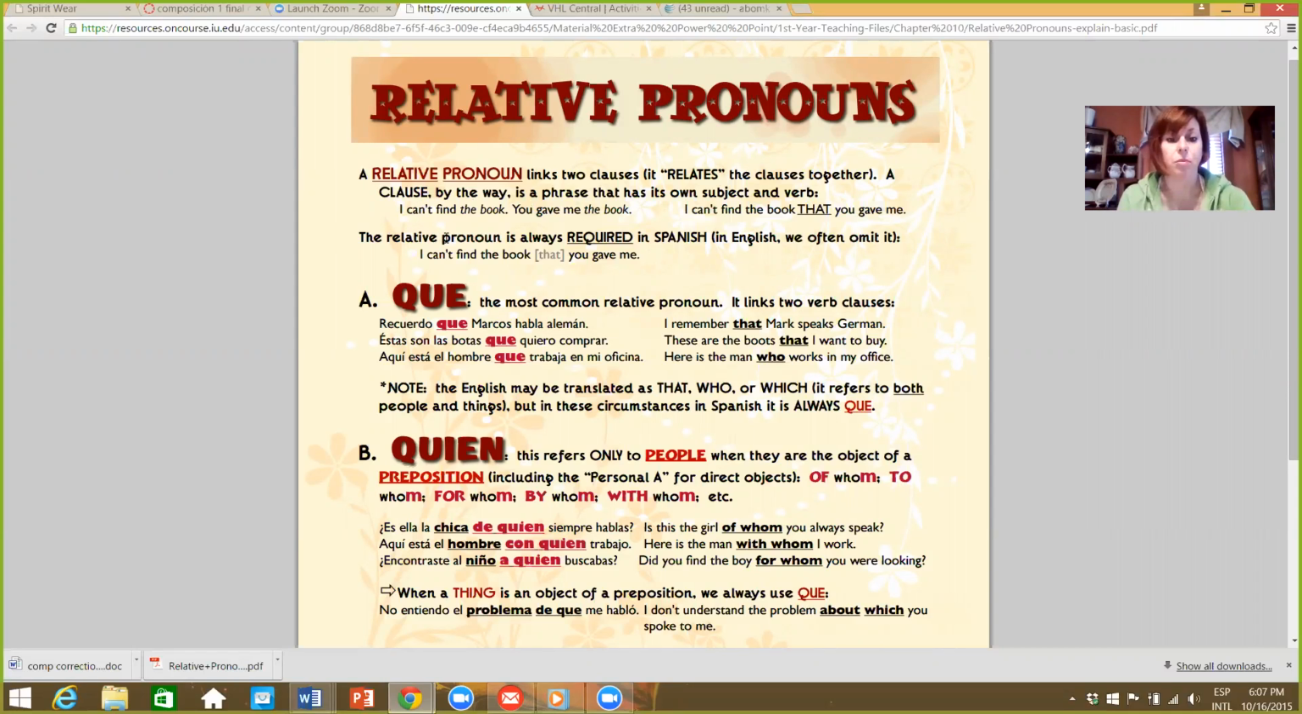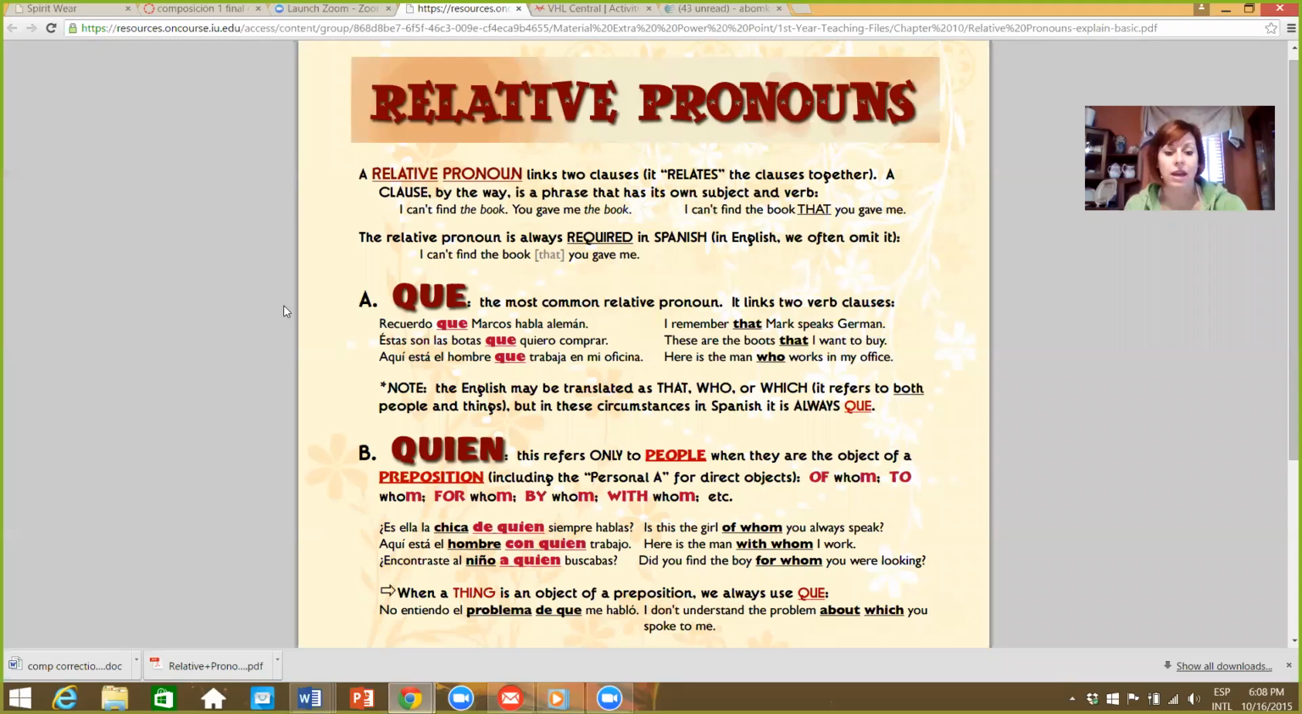So if you say, "I can't find the book. You gave me the book." Those are two simplistic sentences that you might find in a beginning writer. But as you become more versed in a language, you are going to have more complex sentences, whether spoken or written. So, "I can't find the book that you gave me." That is a relative pronoun. In Spanish, the relative pronoun is always required. In English, a lot of times we get rid of them. So we can say, "I can't find the book you gave me." We've gotten rid of the word "that." But in Spanish, it's something that you have to have.